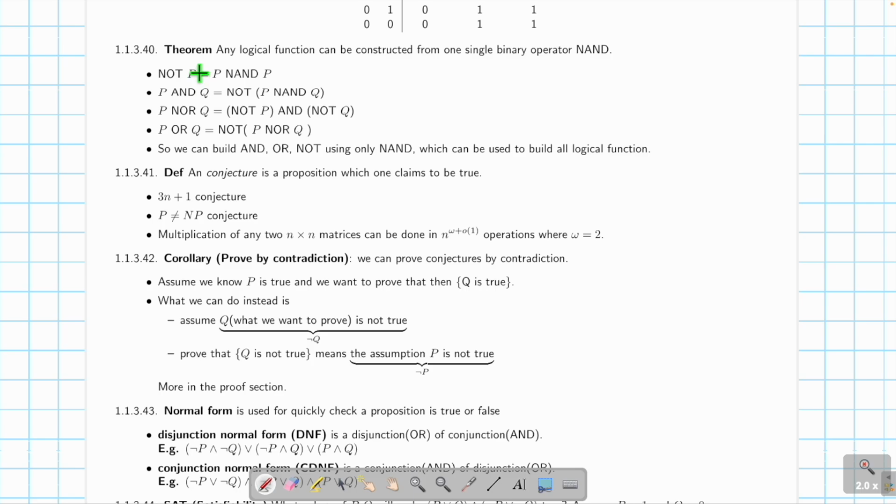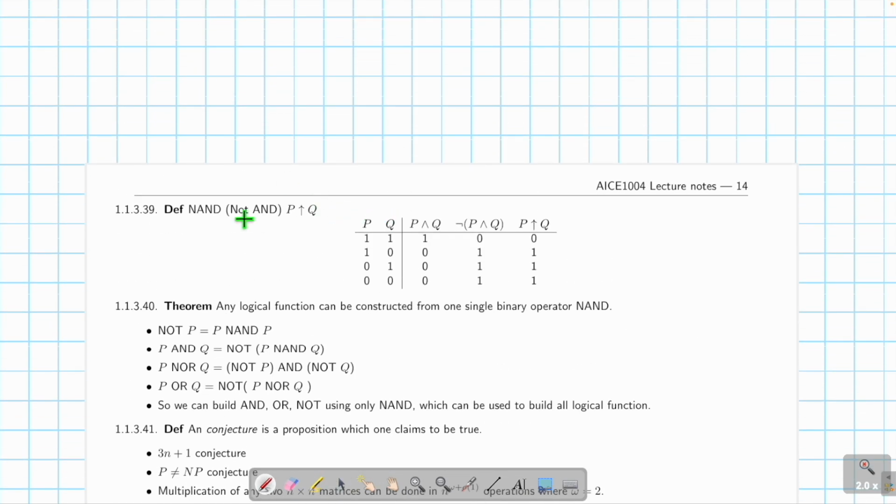How do we prove this theorem? Very simple. You just draw the truth table like this to prove that NOT P is P NAND P, P AND Q is this thing, P NOR Q is this thing, and P OR Q is this thing. So basically now you have four truth tables, and you just prove they have the same 0-1 values. Then you prove this theorem. Proving a theorem is sometimes not very difficult, it's just hard work, okay?